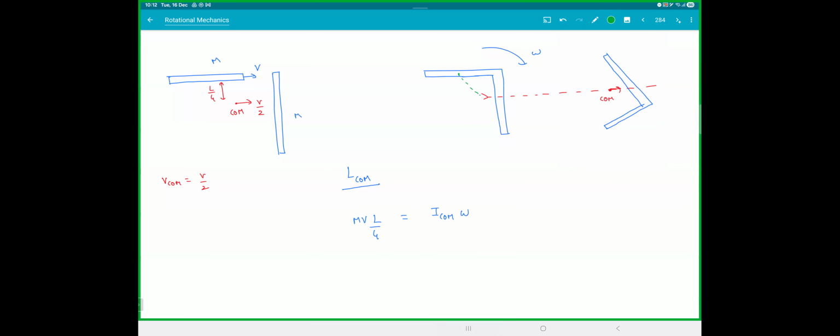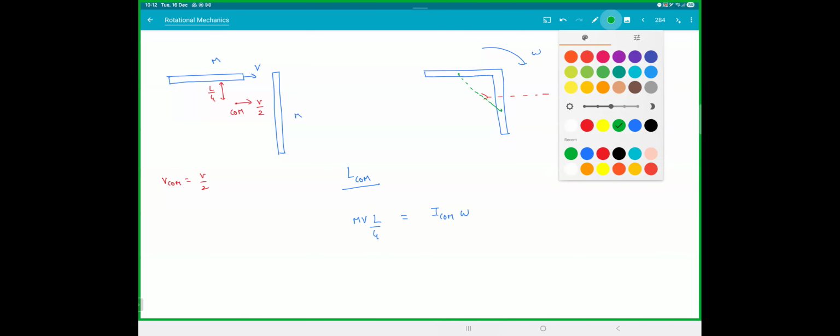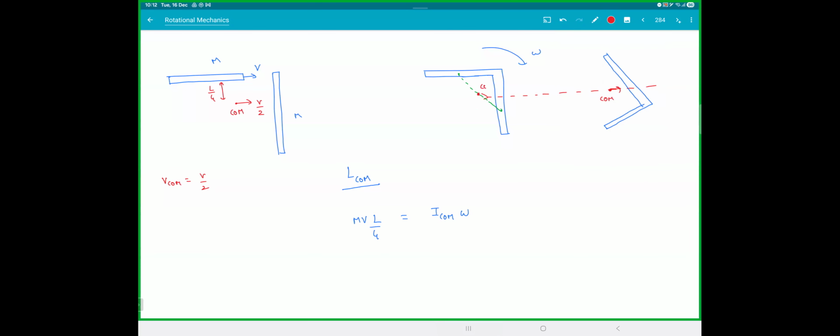If you take this center and this center, the center of mass will be somewhere here. We actually have to use the parallel axis theorem. How much will this distance be? That would be L by 4, L by 2, L by 2, L by root 2. So this is L by 2 root 2.